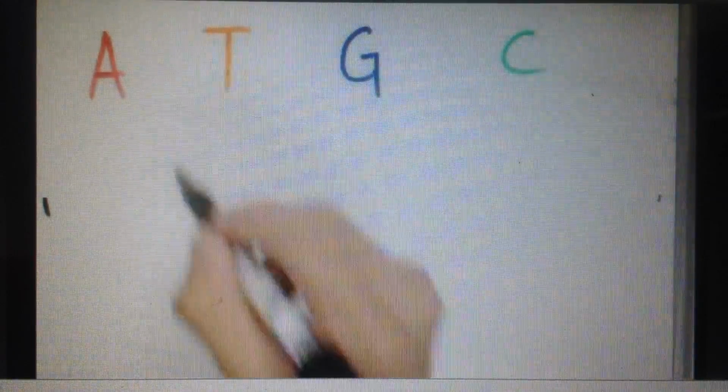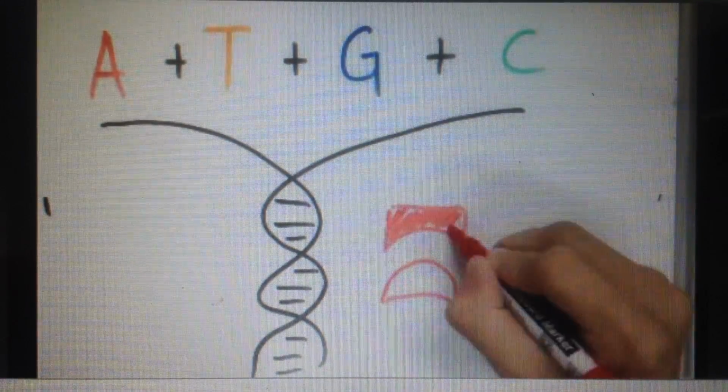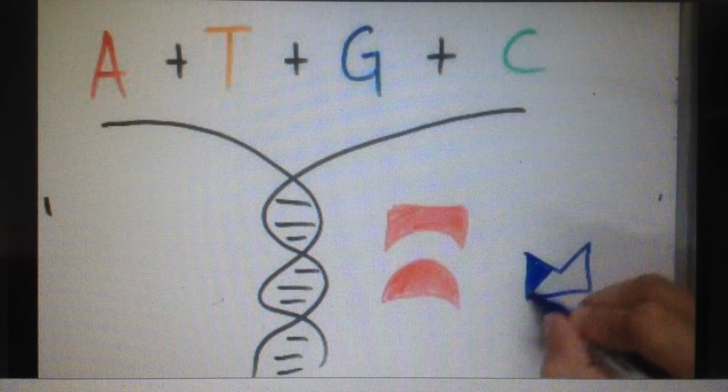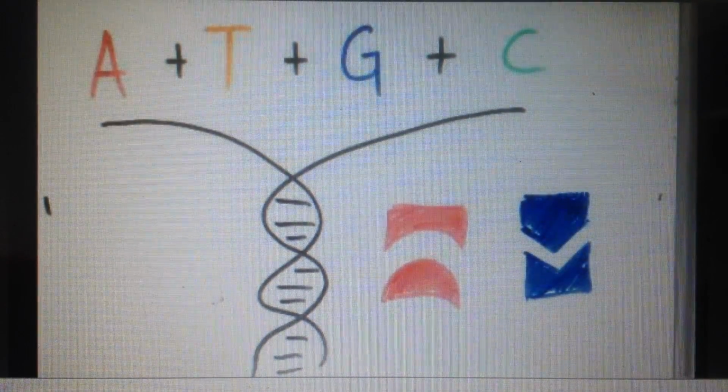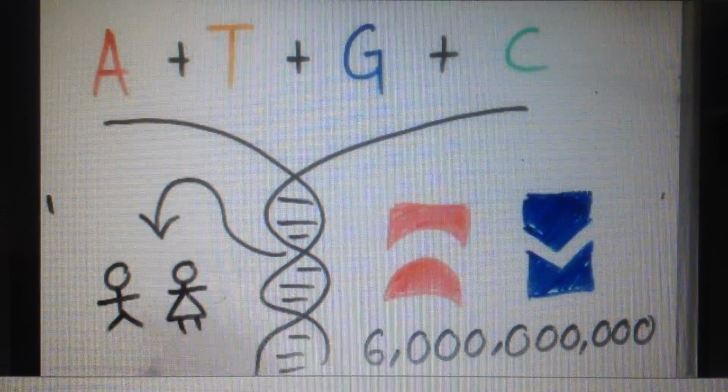Our DNA is made of these 4 bases in a variety of different orders. They are the sole building blocks for our 6 billion base genetic code that defines our identity as a human or as an individual.